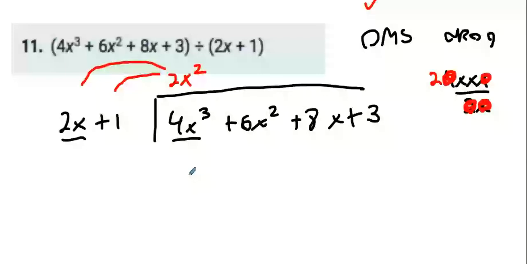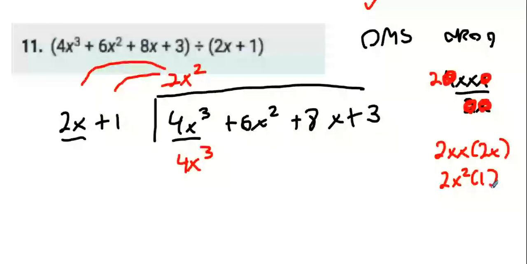Still, P. 2x squared multiplied by 2x? Nearly. 2x squared multiplied by 2x. How many x's do you see? So, 4x cubed. 2x squared multiplied by 1. 2x squared. We cool with that? Alright. We've multiplied successfully. Now we're going to subtract.